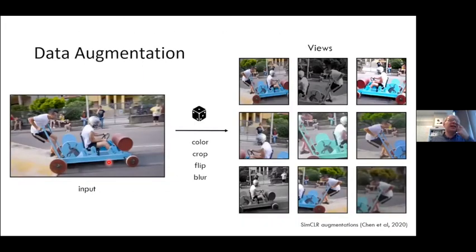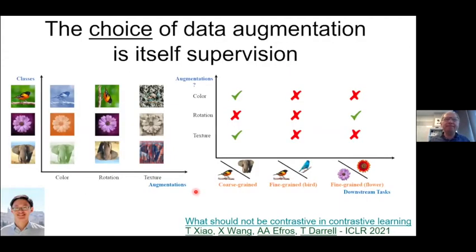So again, data augmentation: let's say you have your image, and then you want to create multiple versions of this input image. What you do is you basically just randomly perturb this image with various perturbations. Maybe change the color, maybe do some cropping, maybe flip the image left, right, maybe blur, et cetera, et cetera. There's a whole list of things that one can do, okay? And then you just add it to your positive set, okay?